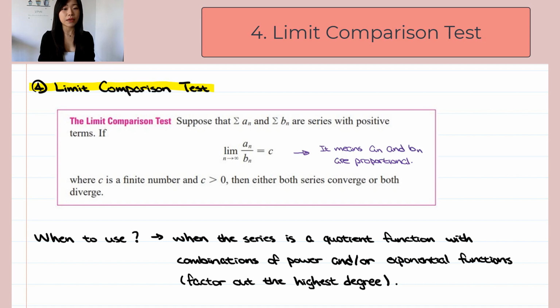Because we are calculating the limit of the ratio. If the ratio equals a finite value, that means the terms of the two series are proportional. So if one series converges to L, then the other series must also converge to the proportionality constant c times the value L. And when do we use this test? It is similar to the direct comparison. We use this test when the terms of the series are a quotient function with combinations of power n or exponential functions. Then we can choose our b_n, the second series, as a known p-series or as a known geometric series.